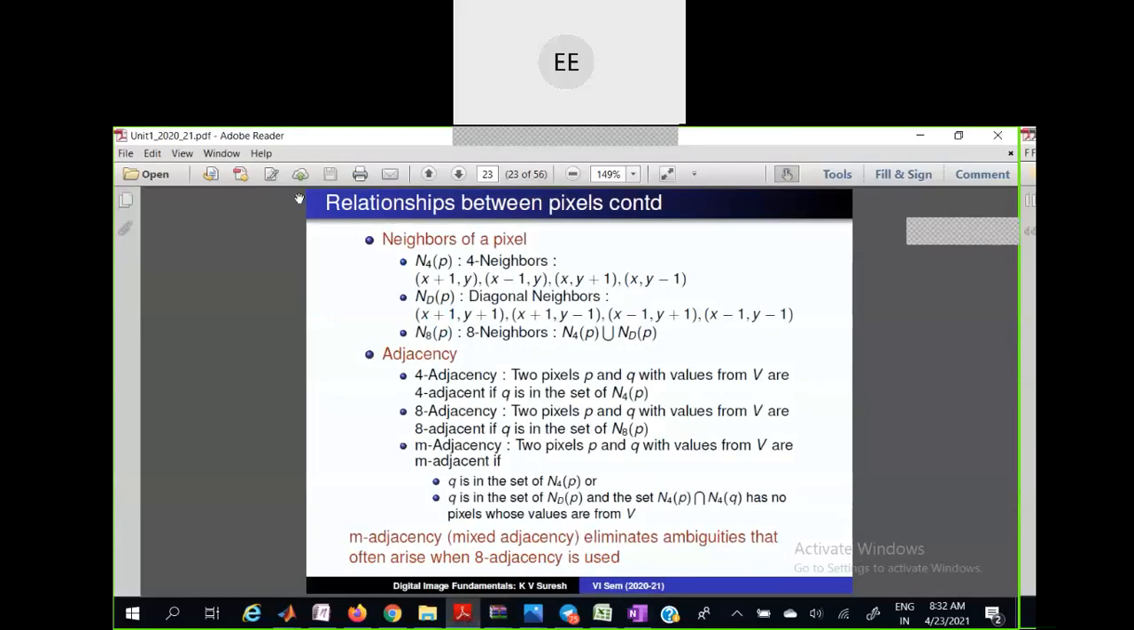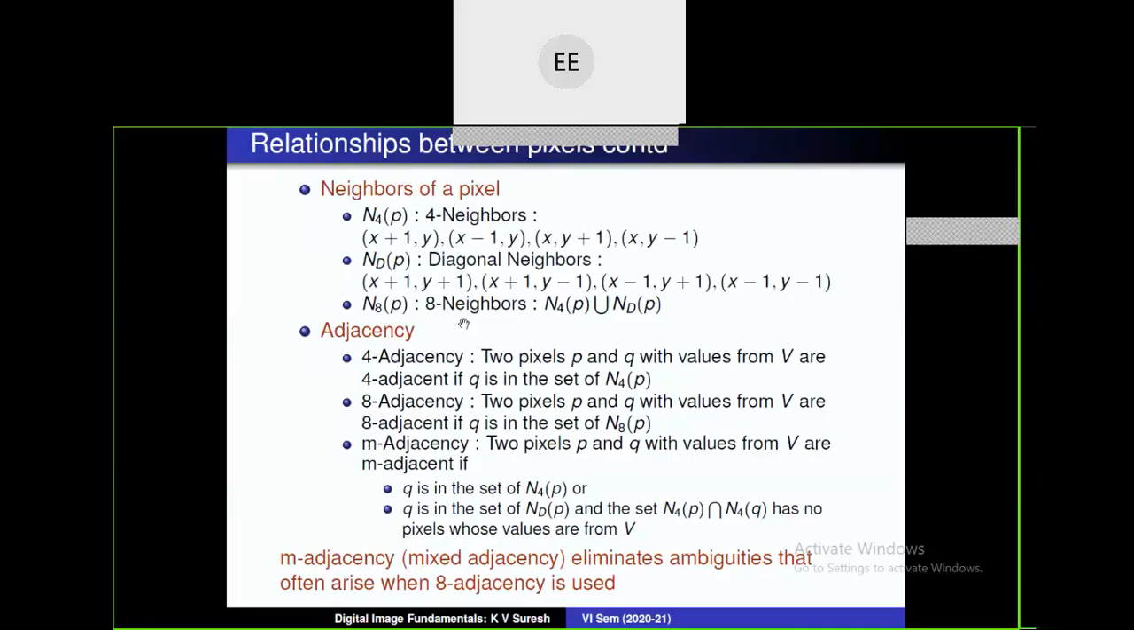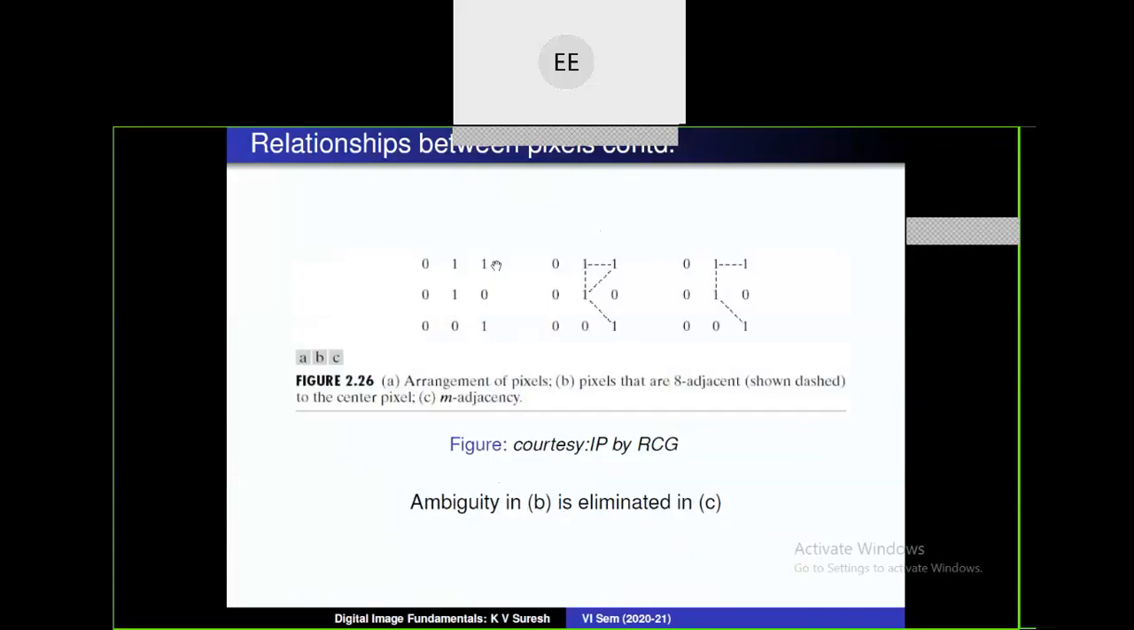I think this is well explained by one more image. Now carefully observe here. This is a binary image. V is equal to 1, and what you see here, they are 8 adjacent pixels. I think it's not difficult for you to understand. So they are connected. These are 8 connected, these are also connected. So you could see that going from this pixel to this pixel, either I can have this path or I can have this path. So there is an ambiguity.